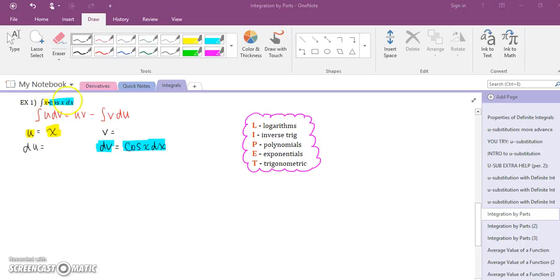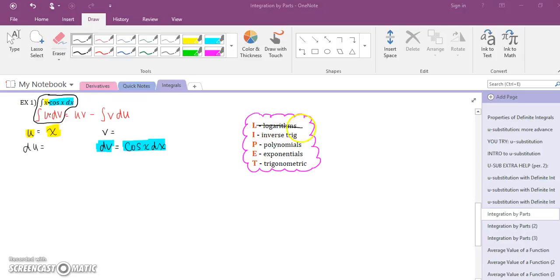So I rewrote my formula here. Now what you start with is u dv. Either the yellow or the blue has to be u, and either the yellow or the blue has to be dv. However you label it, u and dv have to take care of everything. So let's look at LIPET or LIPE, whatever.